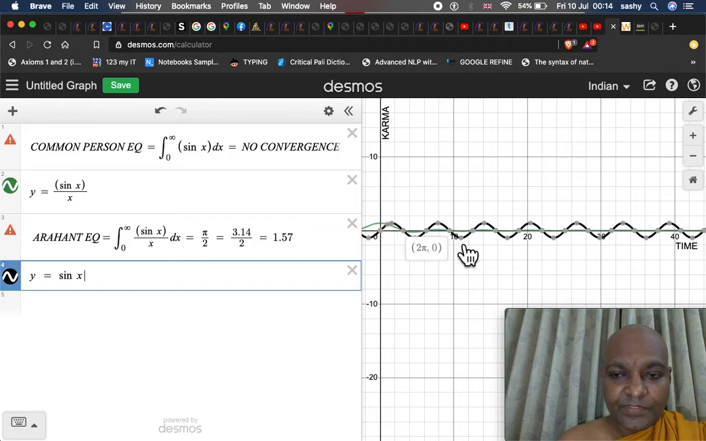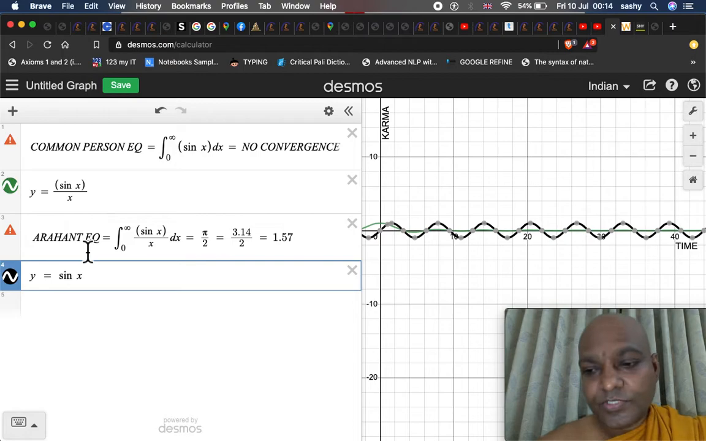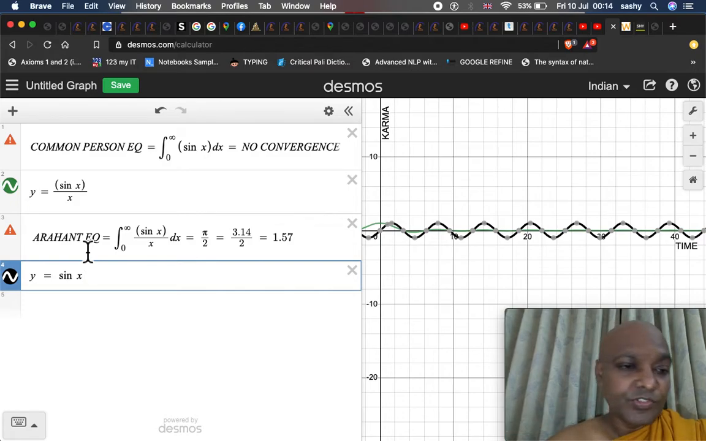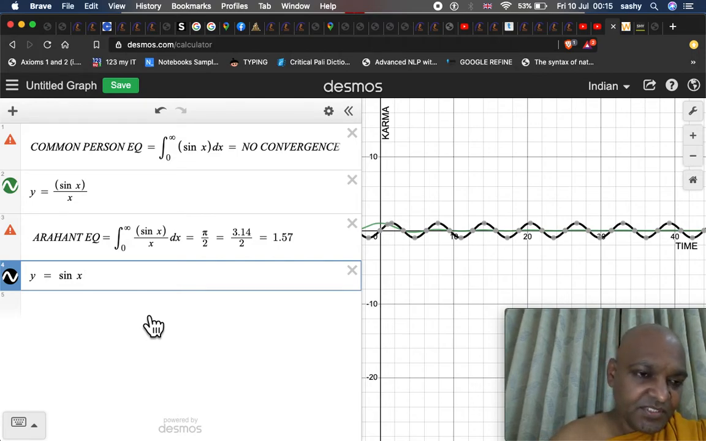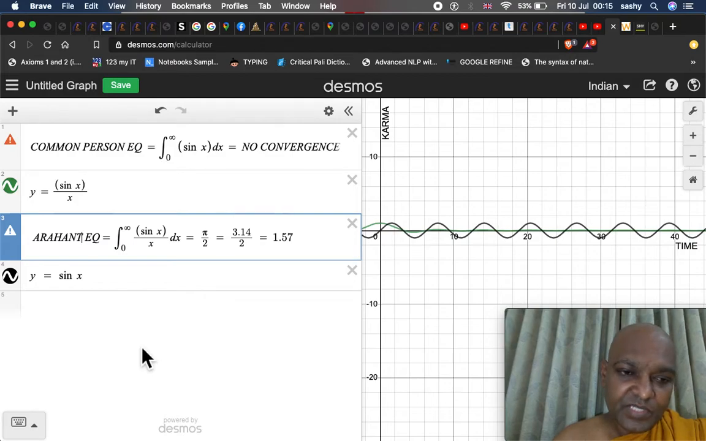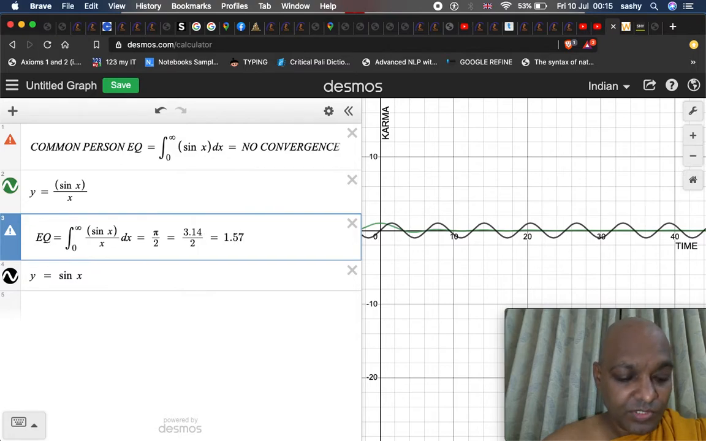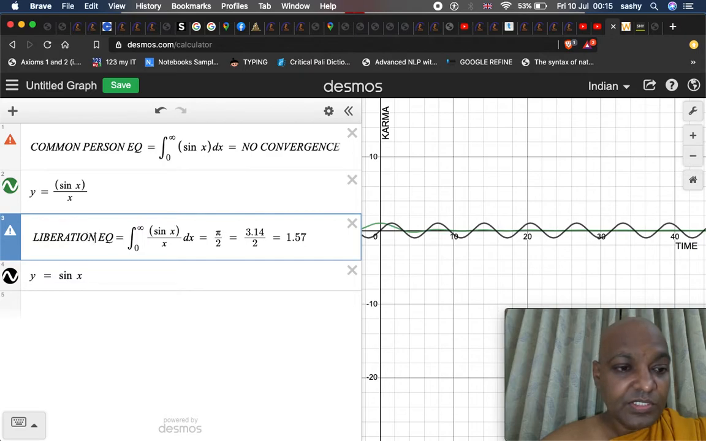We can also say that this is the equation for the person who has understood the theory of dependent origination, along with the Four Noble Truths, and has done the Vipassana meditation. Instead of saying Arahant equation, it can be told as the equation of Sotapanna, or the other ones, like Sakadagami, Anagami, or Arahant. Or you can also say it as the liberation equation. Liberation from what? The endless cycle of birth and death.